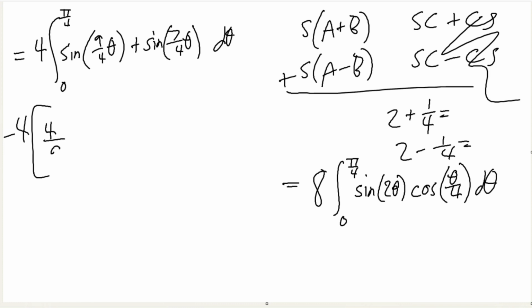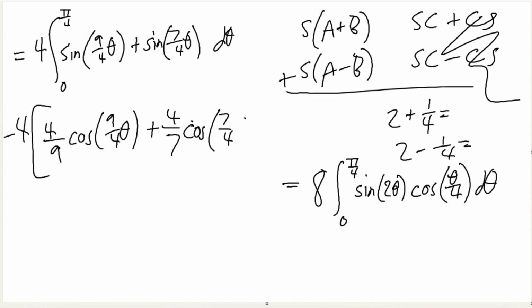So negative 4/9 of cosine 9 over 4 theta plus 4/7. Jesus Christ. I don't know why I put that. Cosine of 7/4 theta. I just factor out the negative because I'm lazy. Okay. Oh my god, this is terrible.